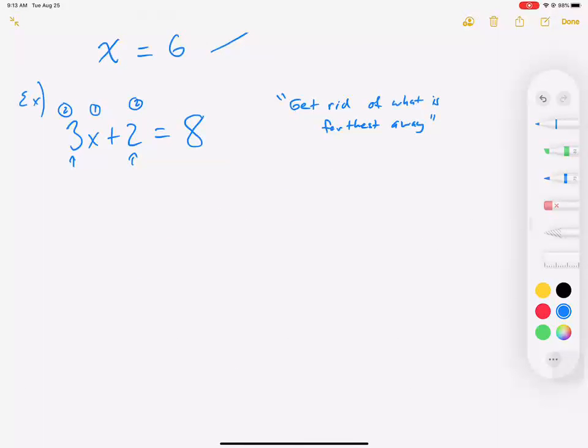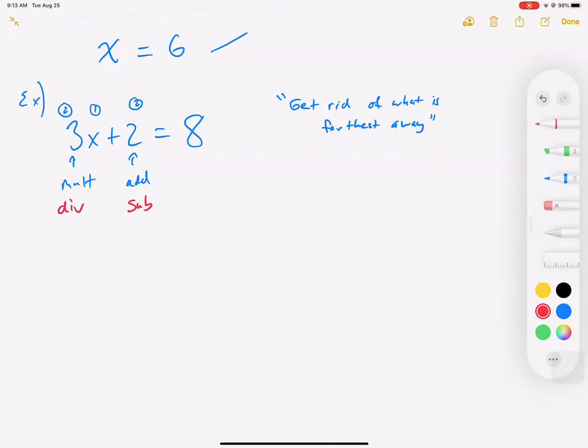So the person closest to the other side, the farthest from me, is the 2. So let's talk about the operation. The 3 is multiplying, and the 2 is adding. So the 3 is a multiply, and the 2 is addition. So to think about the cancel operation, the opposite operation, and when someone mentioned the inverse operation, is going to be subtract and divide. So that's the game plan. I need to subtract the 2 and divide the 3.